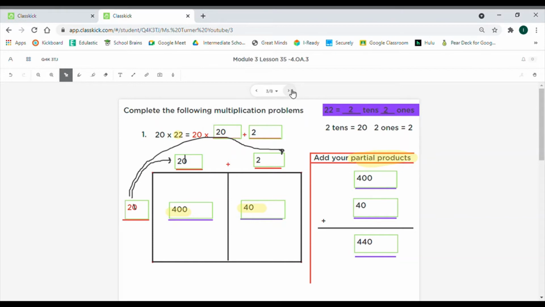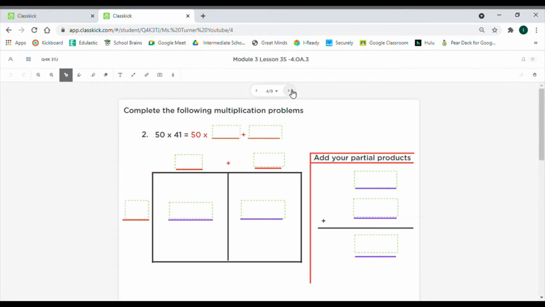Let's go ahead and do another problem. Make sure you're having that paper in front of you and you're doing this problem with me. 50 times 41. Let's look at this problem. 50 and 41. Which one of our numbers do we need to decompose? 50 or 41? Yes, 41. Well, let's go ahead and decompose 41. In the number 41, I have blank tens and I have blank ones. How many tens do I have in the number 41?